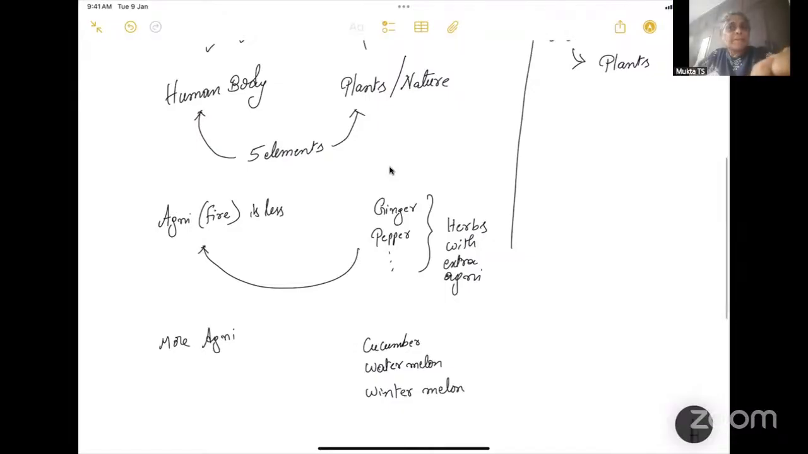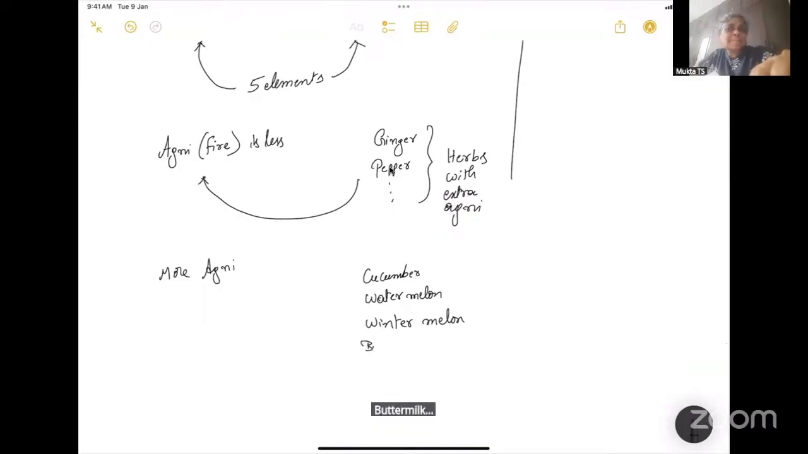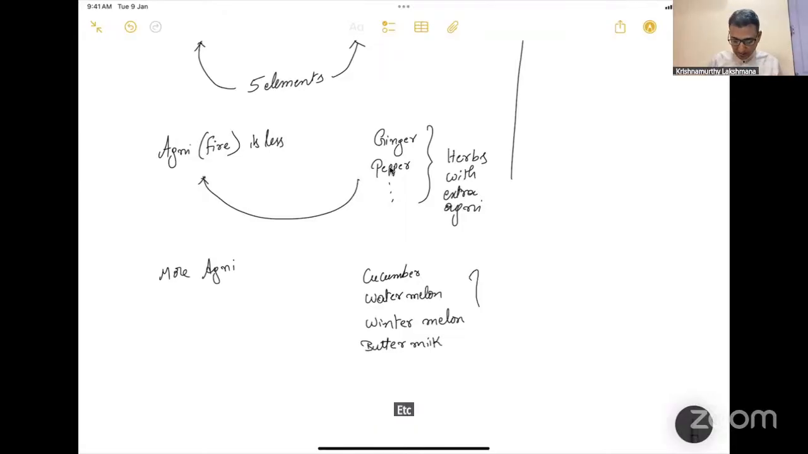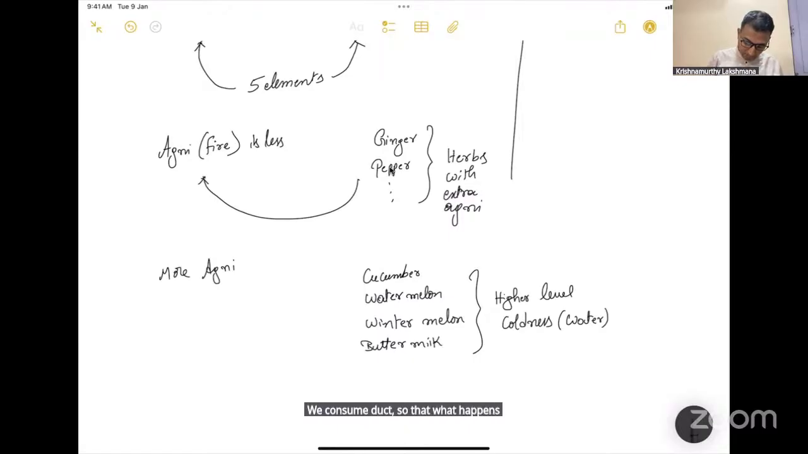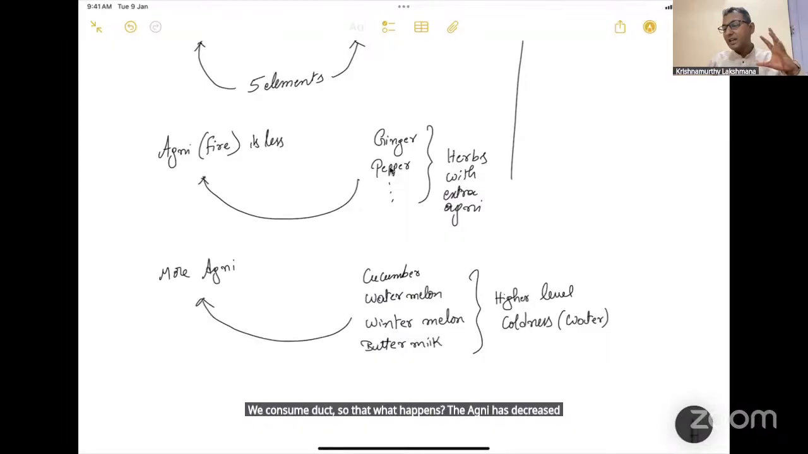Buttermilk, etc., has a higher level of coldness, that is water content. We consume that, so what happens? The Agni gets decreased and it gets balanced.